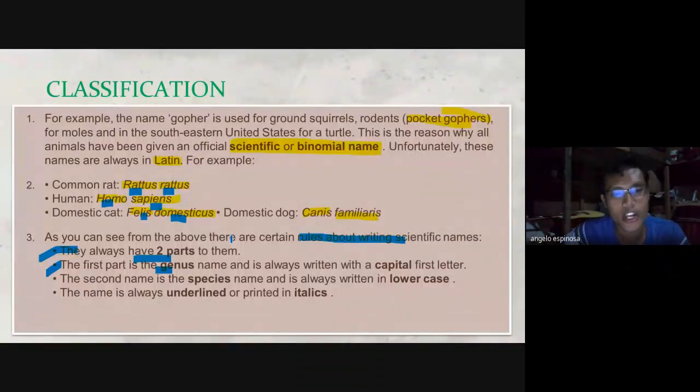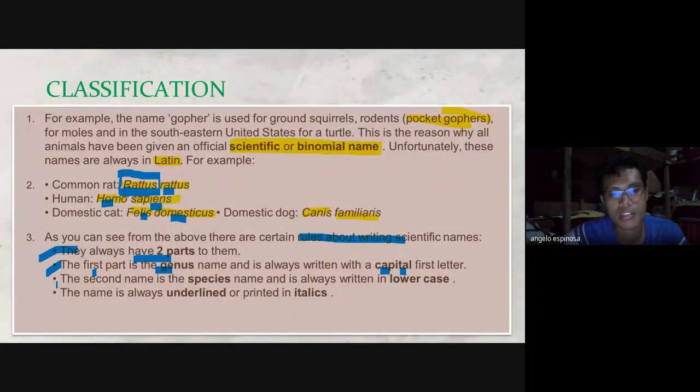Sorry. And then we have here the second rules in writing the scientific name. You have the genus, which is the first name. The first part of the name is the genus, and it's always written with a capital first letter. So ibig sabihin, the first name in writing the scientific name is what we call the genus. Yung first letter niya should be written in capital letter.